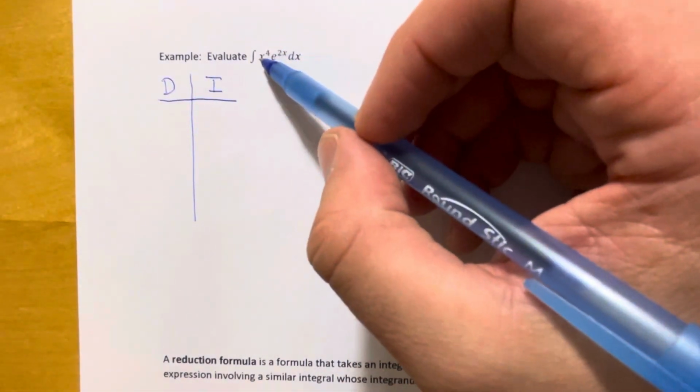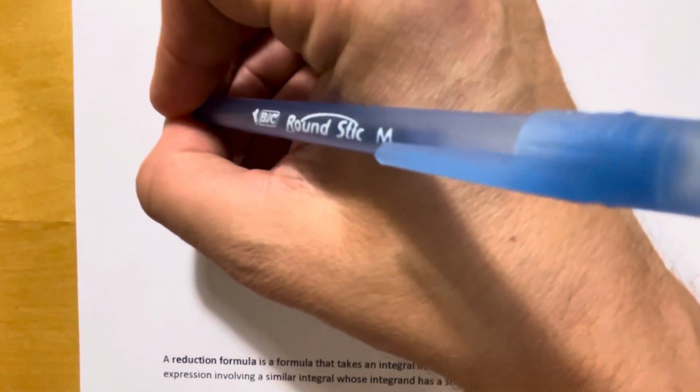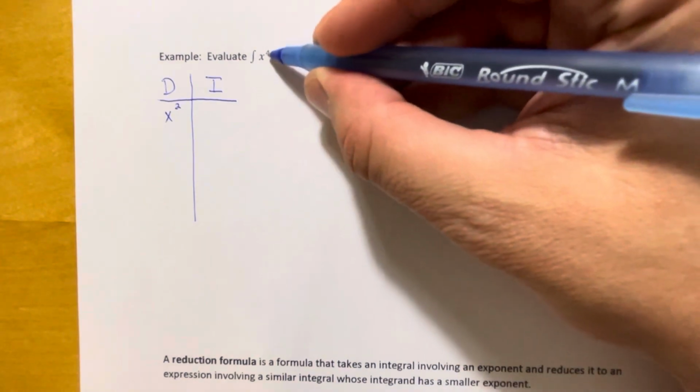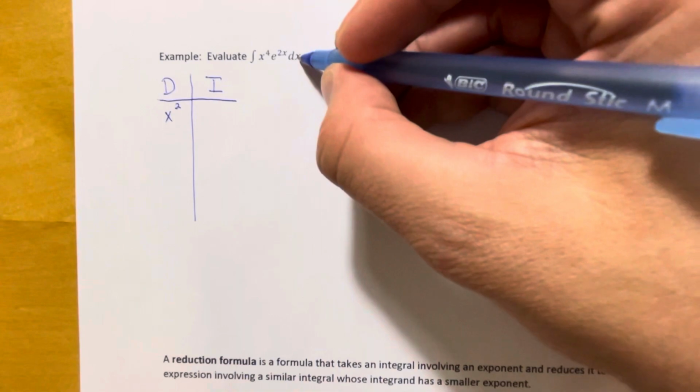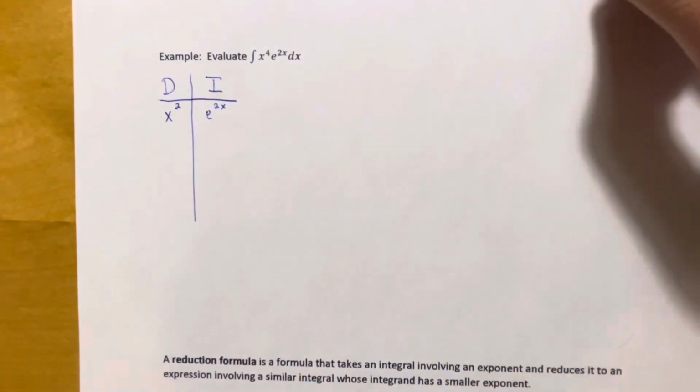So whatever I would have chosen to be my u here, in this case x to the fourth, that's going to be the first thing that shows up in this d column here. Whatever would have been dv is going to show up in this one. And for this table, I'm not going to bother writing the dx. We don't need it for this. So I'm going to just say e to the 2x, okay?